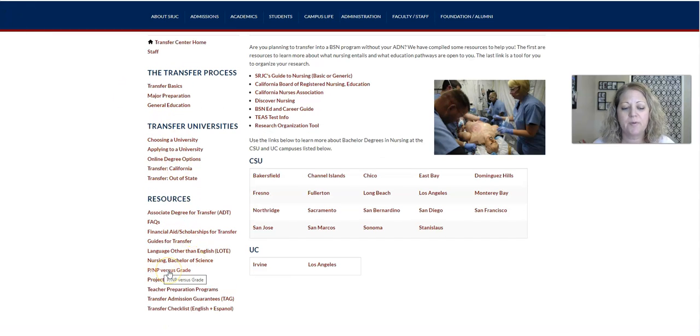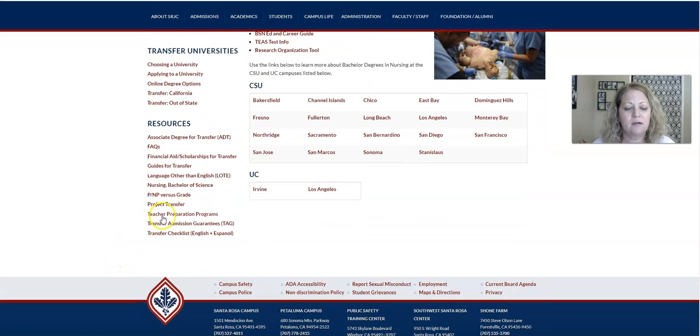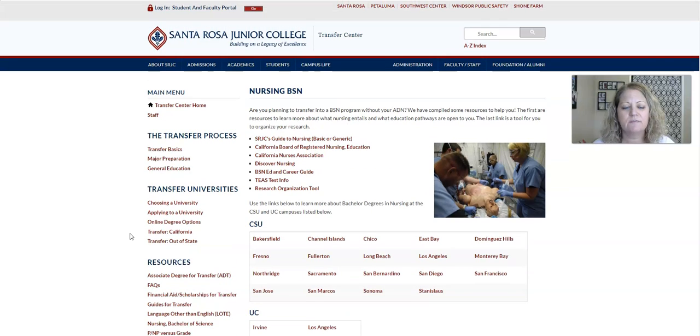We have information about pass, no pass versus taking a class for a letter grade. If you're interested in becoming a teacher, we have some resources there for you. The TAG information, which we will go through the third week of the class. Okay, so lots of information on the Transfer Center website.